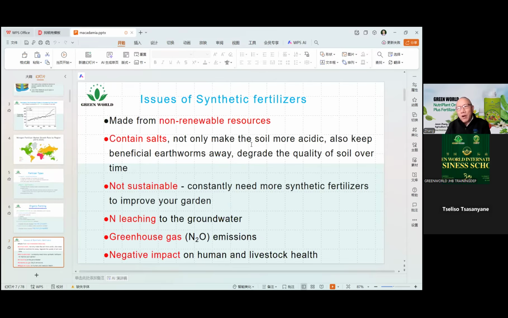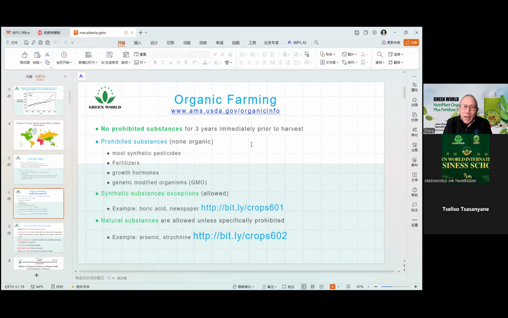For organic farming, this is a change. In the future, we will have to go by organic farming. We had organic farming for several thousand years. We didn't have conventional or chemical fertilizer.